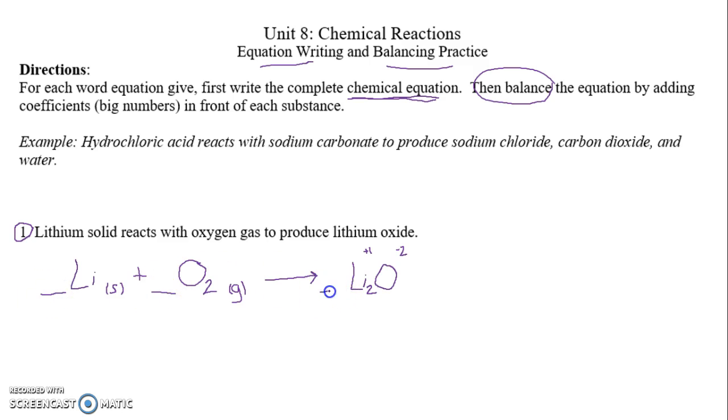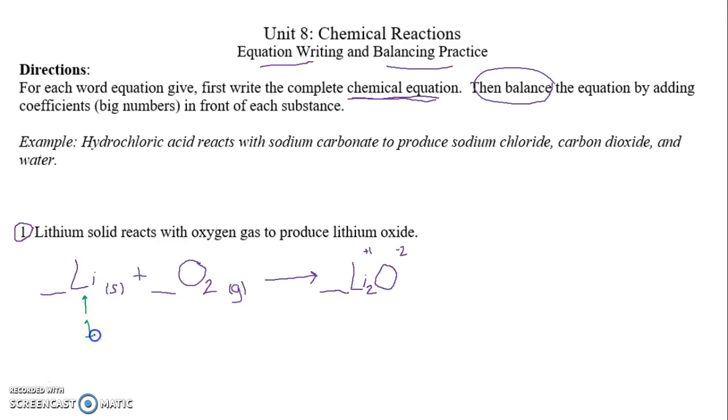If it helps you at this point, you can put some lines in front of each formula to remind yourself that that's where we're going to be balancing by putting in the big numbers called coefficients. So for the balancing, I'll switch to green, and remember the process for this is just to check each atom one at a time and count how many you have.